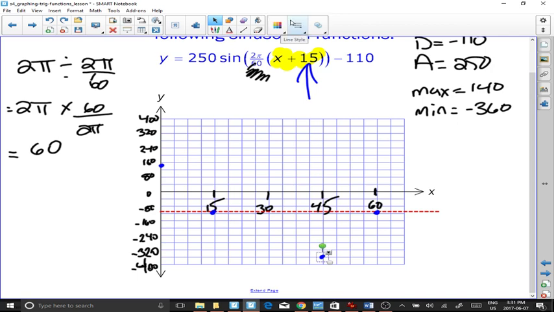Here, we were at the 3/4 point. We move 15 to the left. Where do we go? 30. And here, we are at the end, but now we're not because we have to move 15 to the left. Where do we go?